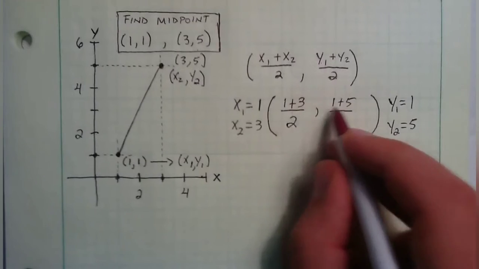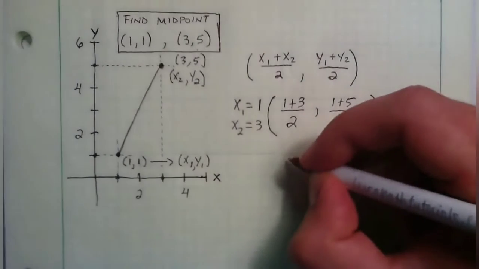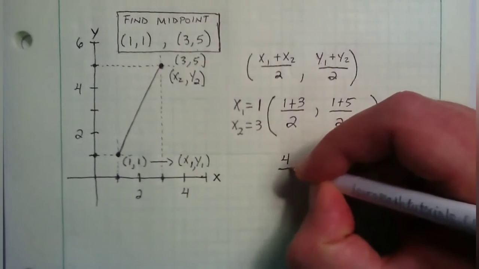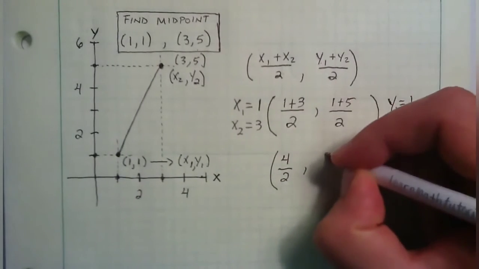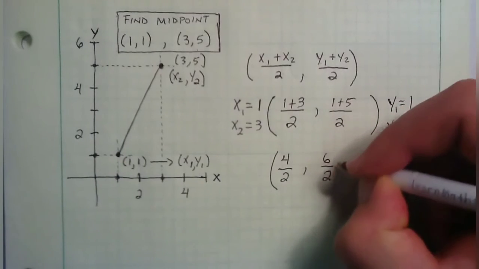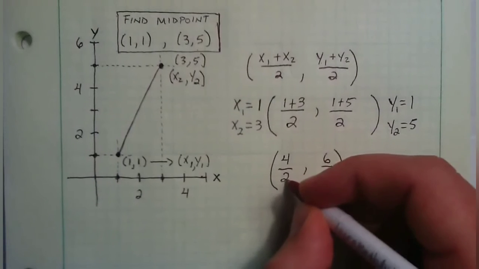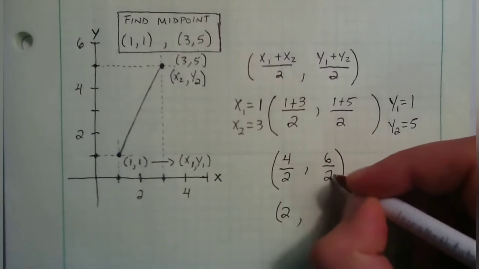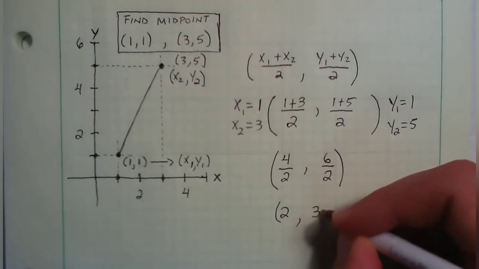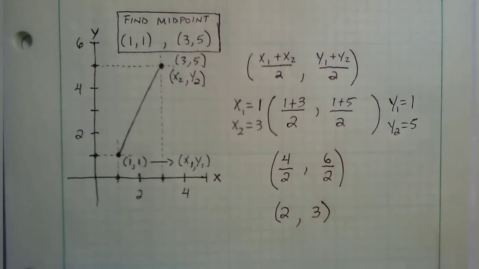So we have the midpoint, but let's go ahead and simplify it. 1 plus 3 is simply 4, and then that's still divided by the 2. And the 1 plus 5 is a 6, which is divided by the 2. And we can further simplify. 4 divided by 2 simply gives us 2. 6 divided by 2 gives us 3. And there we have it. We have our simplified midpoint.